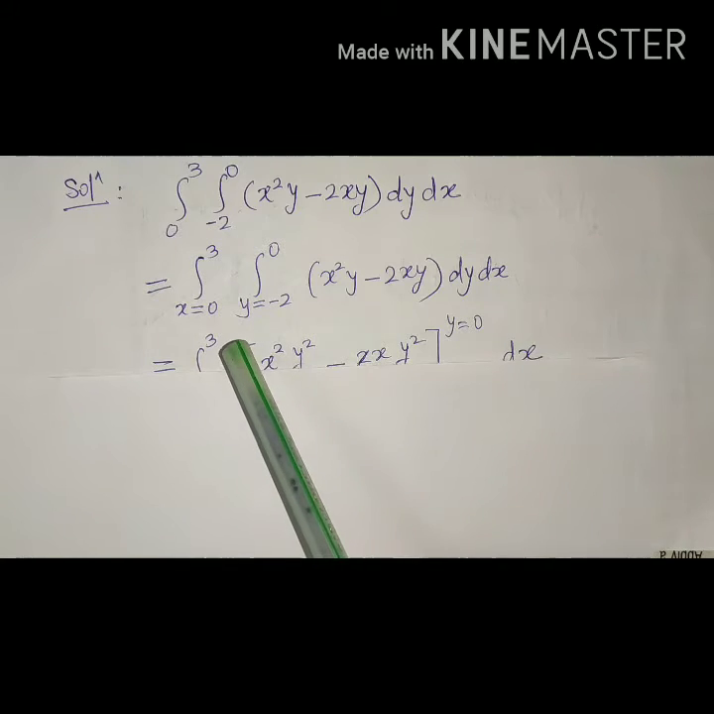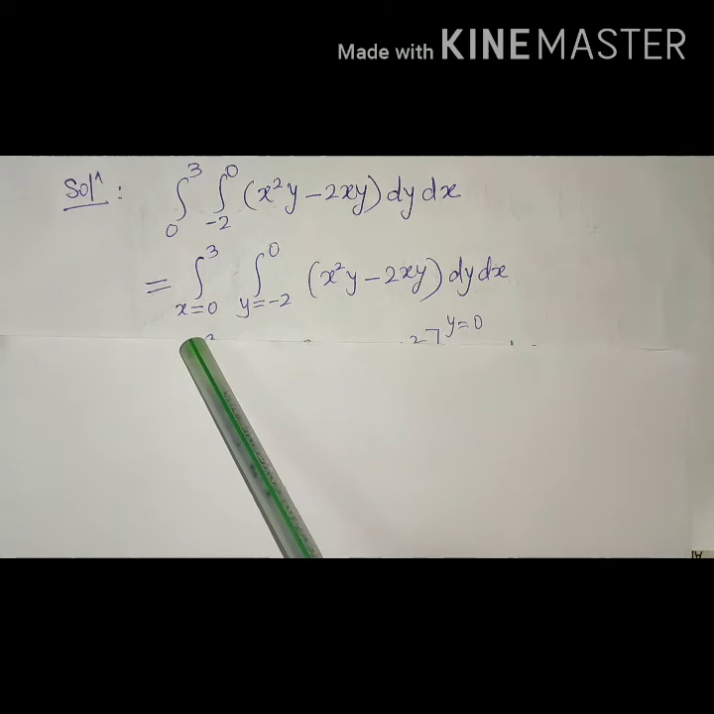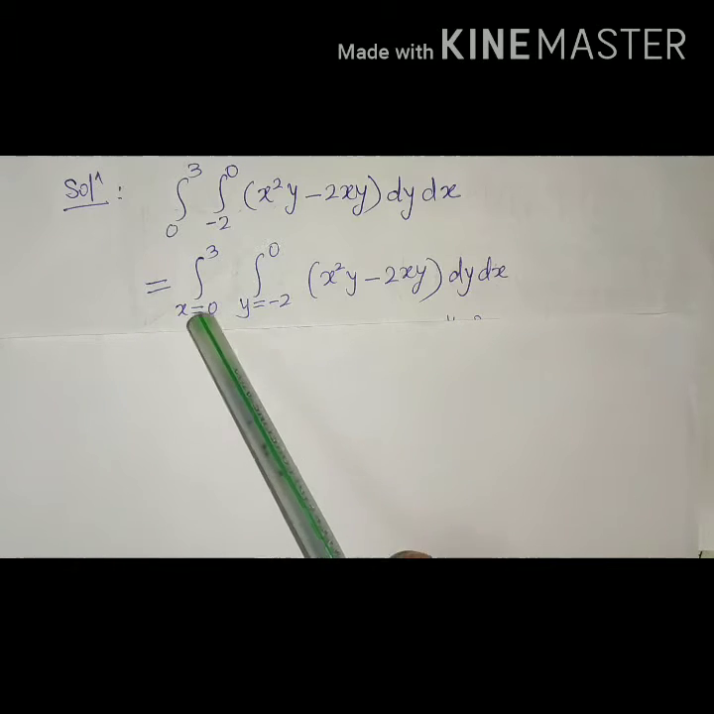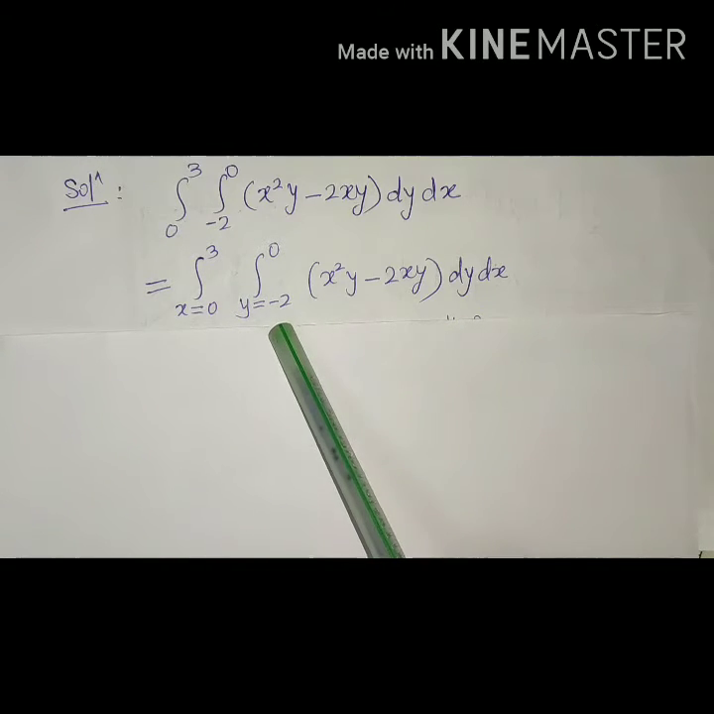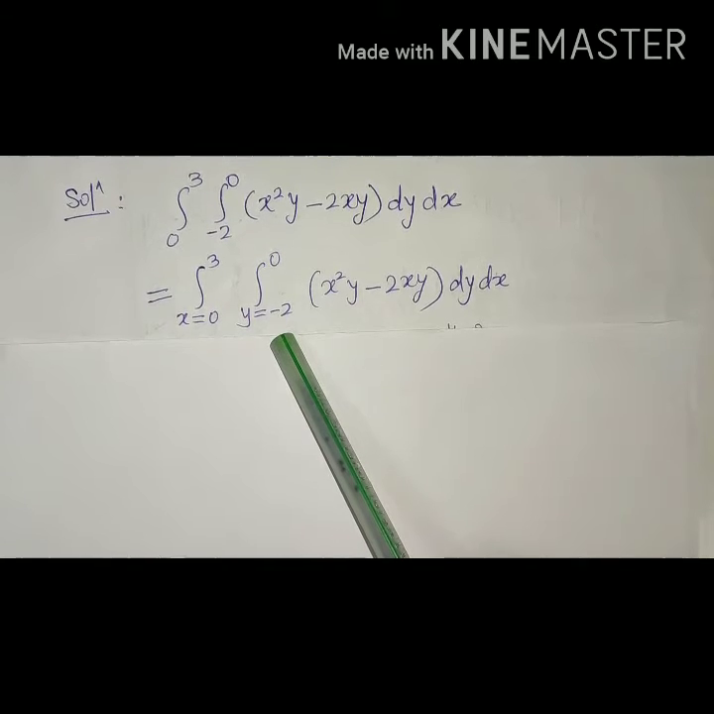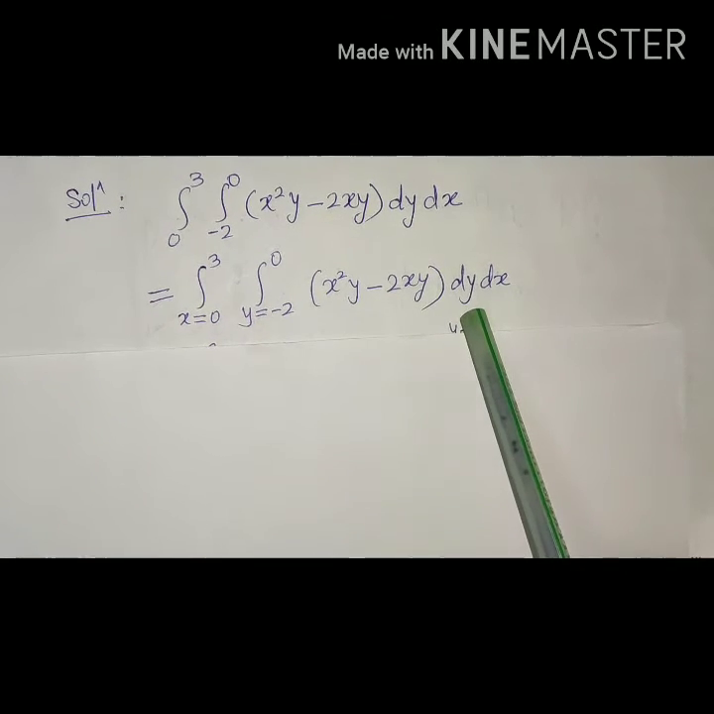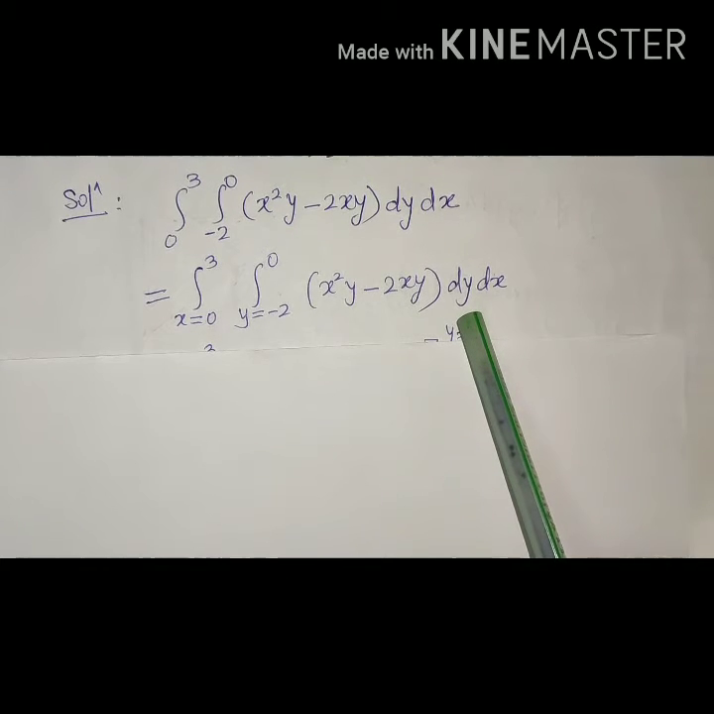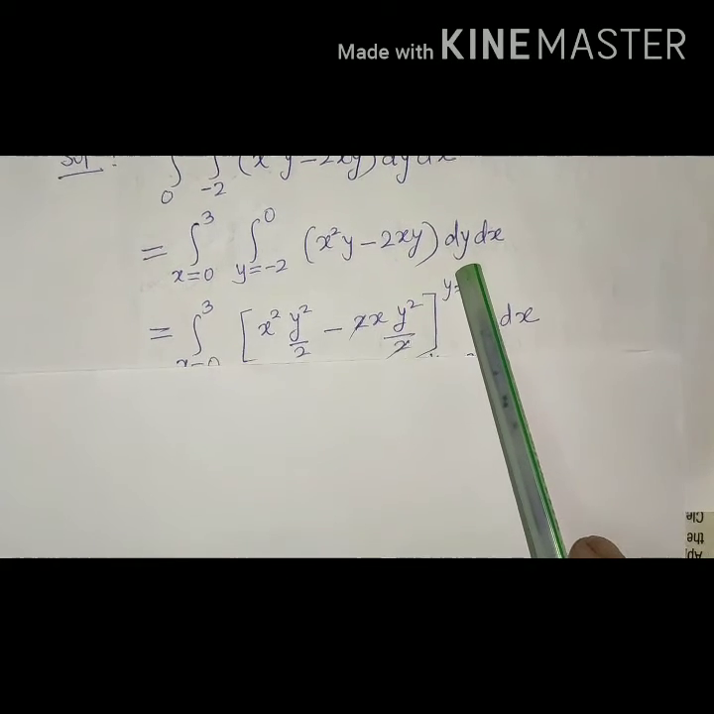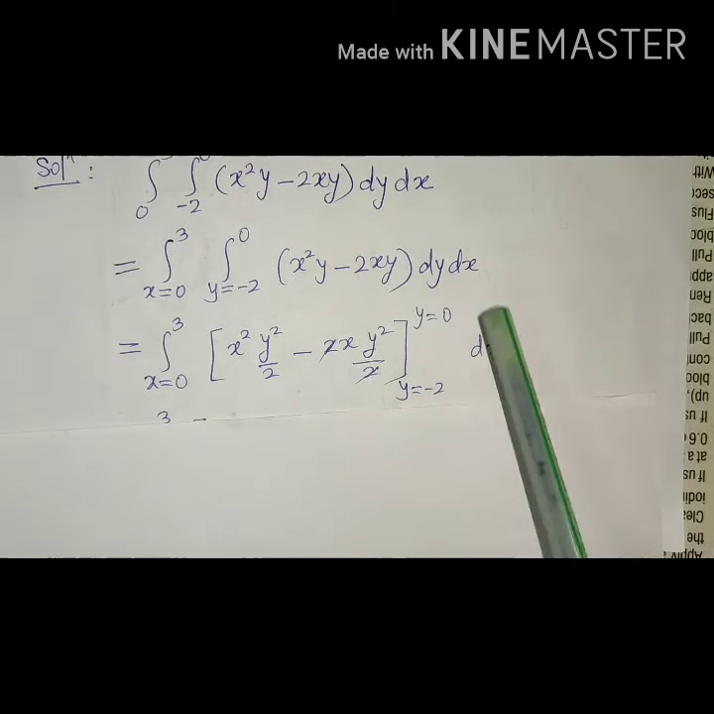So you can see we have written it as outer integral with respect to x. X varies from 0 to 3. Y varies from minus 2 to 0. The integrand is written and the order is written. Inner one is dy, outer one is dx. Now we are integrating it.